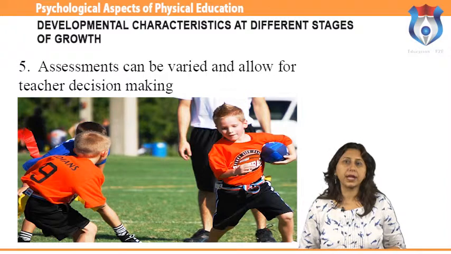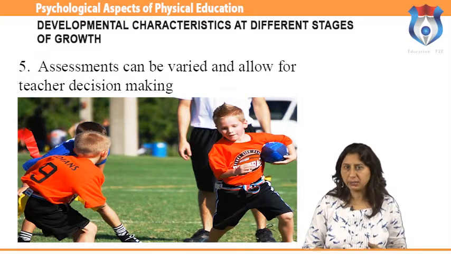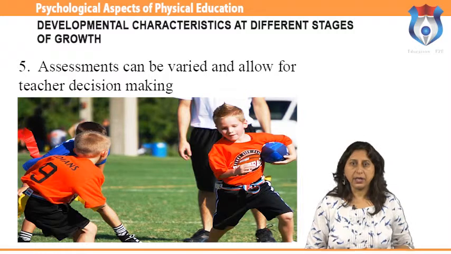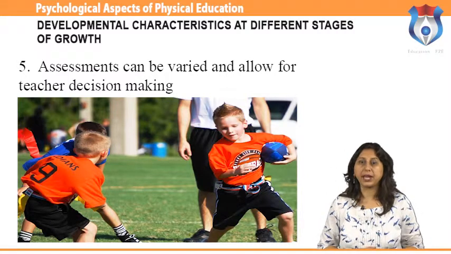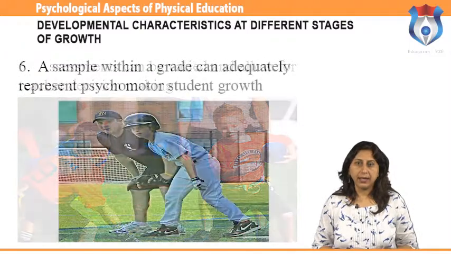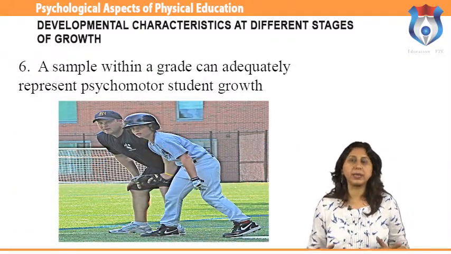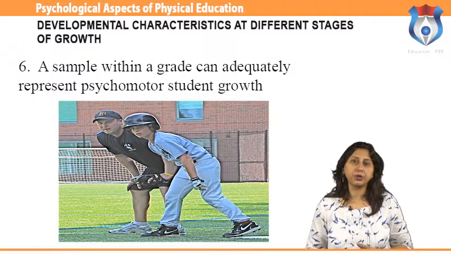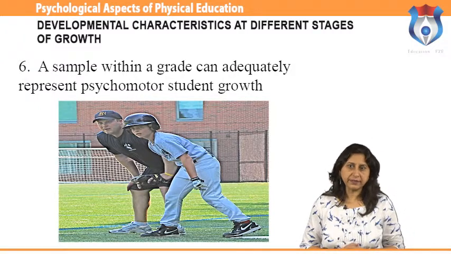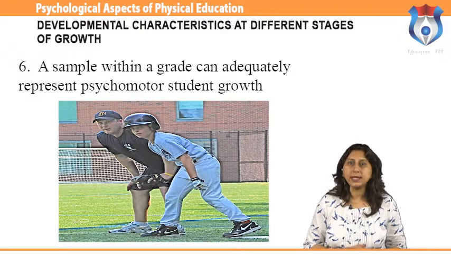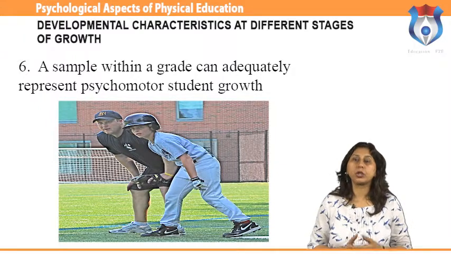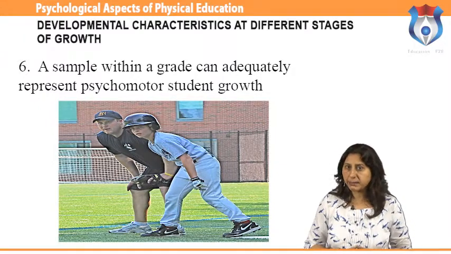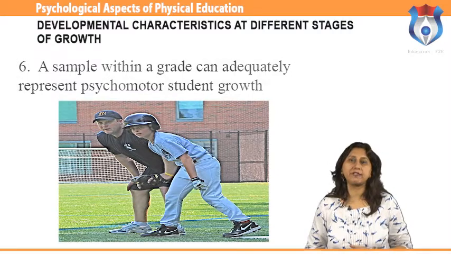The assessments were created allowing teachers some decision making on what to test. Grade 2 students will be assessed using a cognitive affective written test. Teachers select one of 3 tests and 2 psychomotor assessments. A sample within a grade can adequately represent psychomotor student growth. The cognitive affective assessment will be administered to all second grade students. The aerobic capacity fitness assessment or the cognitive affective assessment will be administered to all students in grade 5.